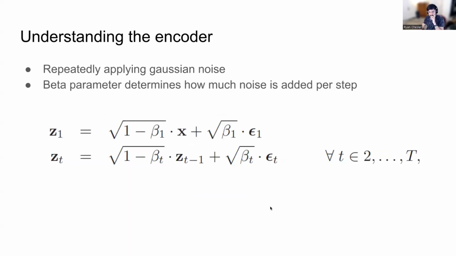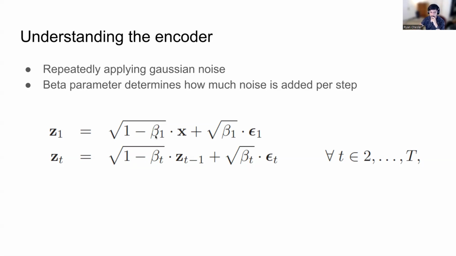Understanding the encoder to start, that first part is adding the noise. The way it's done is you start with your base image and then apply one step of noise, then apply another step of noise, and then apply another step of noise. The equation that this turns into is this over here. X is our initial input, and the beta parameter defines how much noise we're applying every single time step.